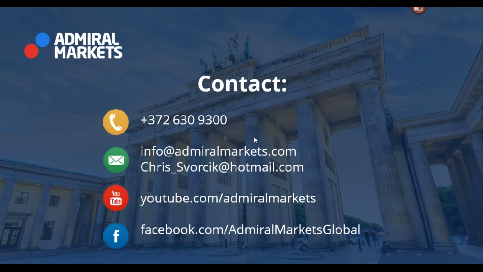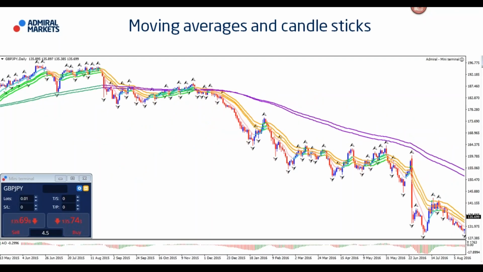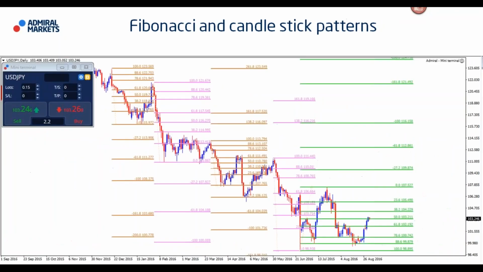So folks, I hope that you enjoyed the fibs and moving averages. If you ask me, those are my favorites: moving averages, fibs, and candlestick patterns in general. Those are just my absolute favorite ways of looking at the market.